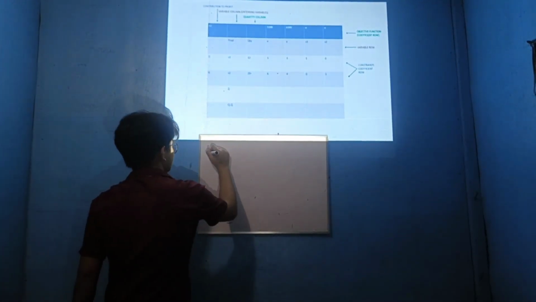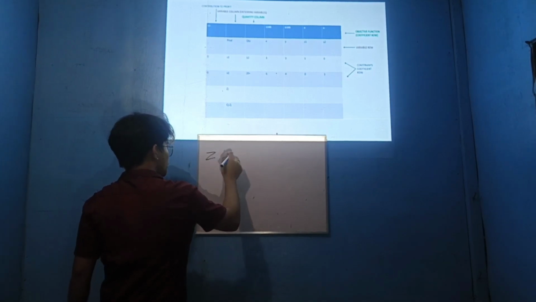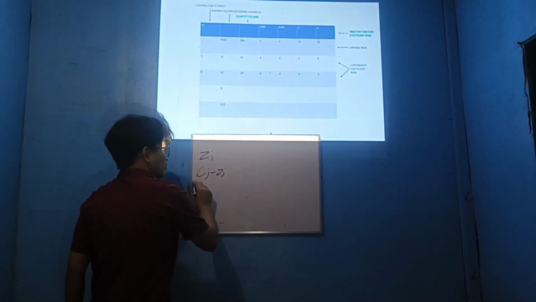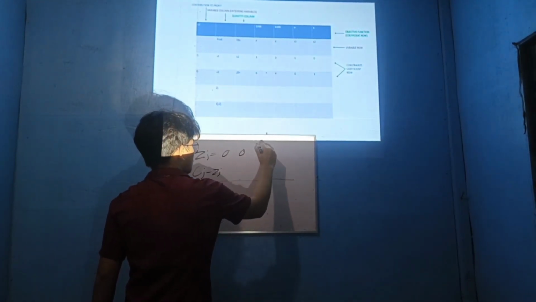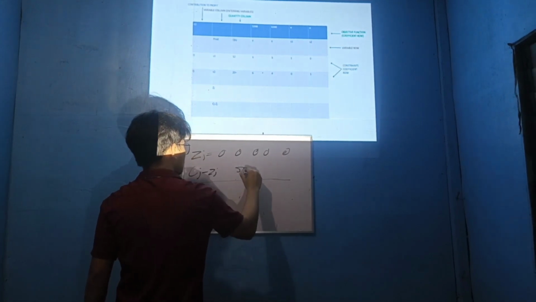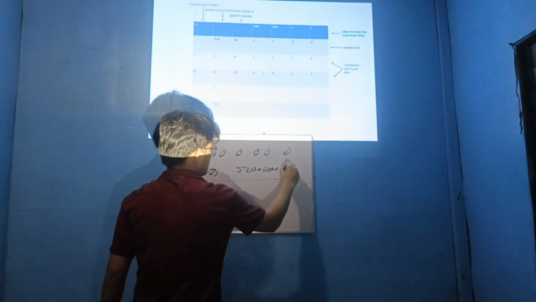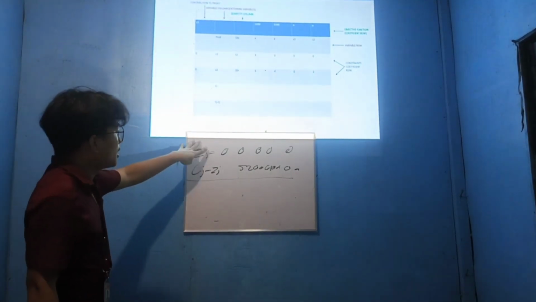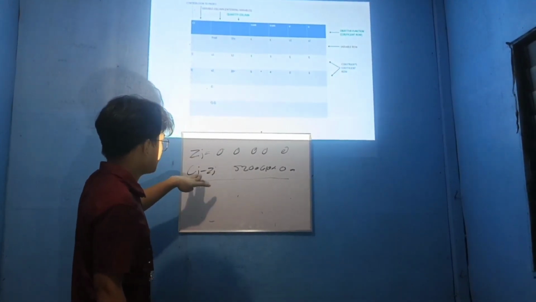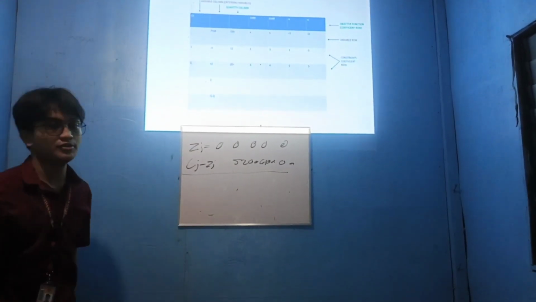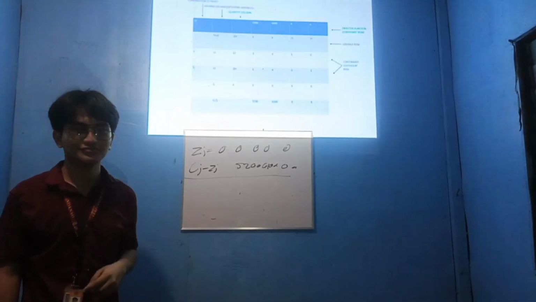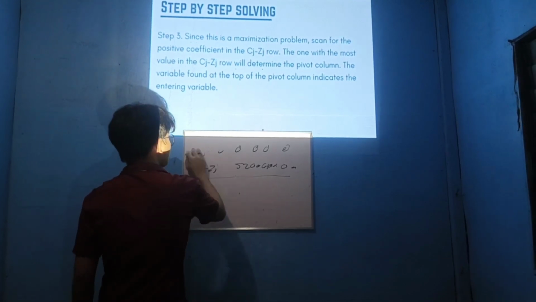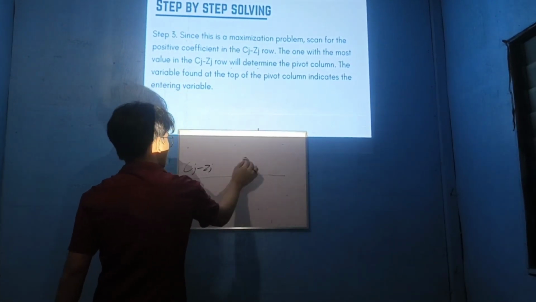Step number 3. Step 2. Zj will be equals to 0, 0, 0, 0, 0, and Cj minus Zj is 5,200, 6,100, and 0, 0. Here, we have our Zj and Cj minus Zj in Simplex table 1. For step 3, since this is a maximization problem, we need to find our most positive value.